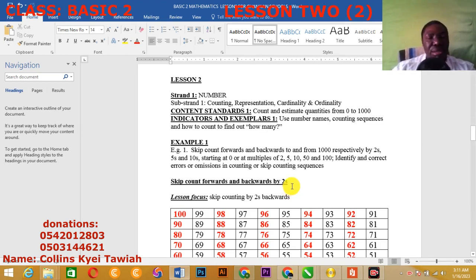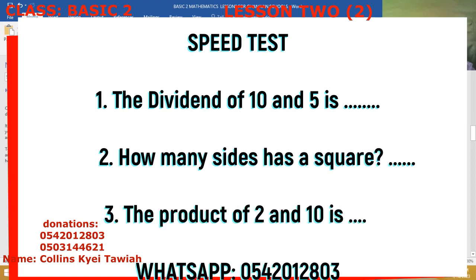Three questions. Question 1: the dividend of 10 and 5 is? Question 2: how many sides has a square? Question 3: the product of 2 and 10 is? You see the questions on your screen. You have only 1 minute to get the answer. If you know the answer, leave it in the comment section. If you're on the website, leave your answer in the comment section. You can also WhatsApp me with the answer. I'll leave my number on the screen so you see it.